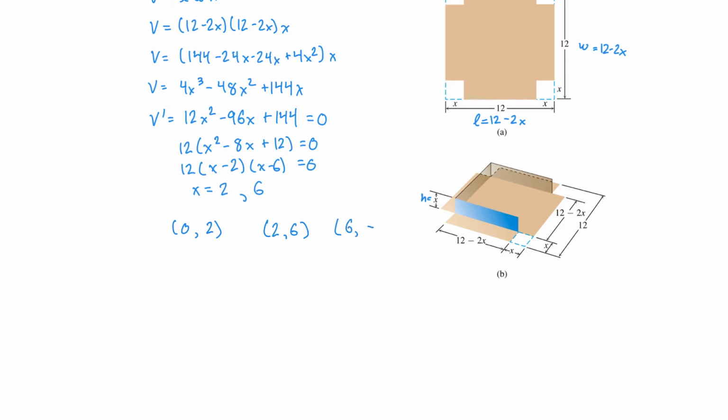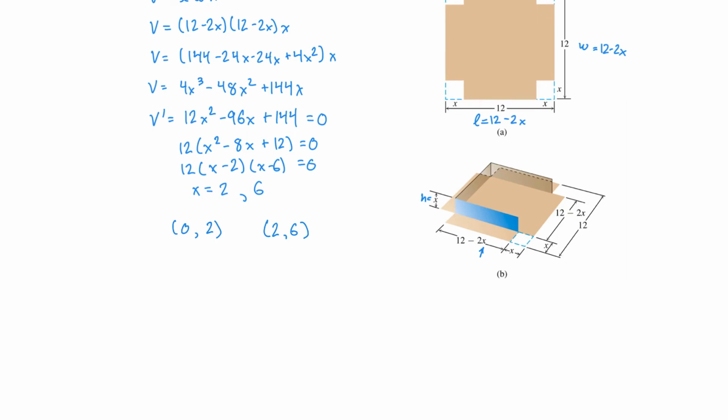And you may think, well, what about 6 to infinity? Do I need that? Well, let's be careful because, again, this is the domain on x. If you plug some value greater than 6 into this, notice it'll make it negative. So we don't need to even concern ourselves with this last piece of the domain. It just doesn't make sense in terms of a box.